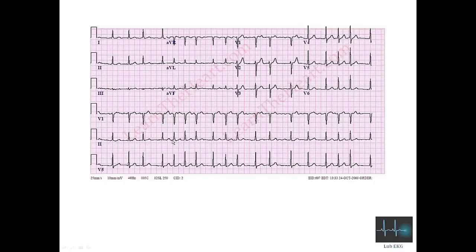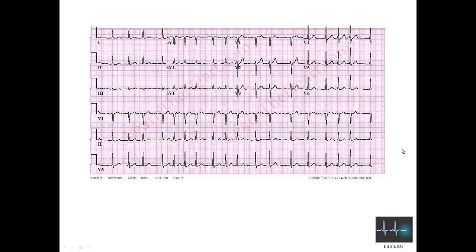Here is one more, and here you can see there's not that much chaos on the isoelectric line. As you can see, it's fairly flat, but there are no distinguishable P waves, and you see that there are highly irregular intervals between the R's.